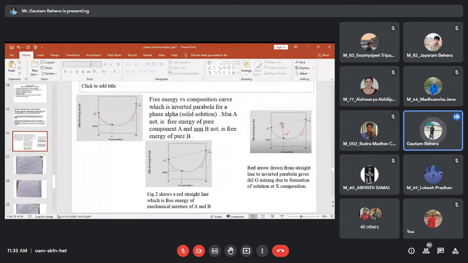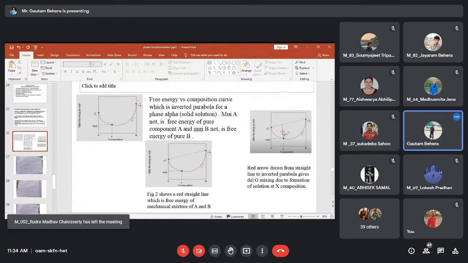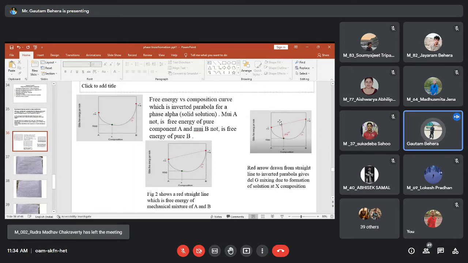Because this point will show you the free energy per mole at x composition of a mechanical mixture, and this point will show you the free energy per mole value for the solid solution. So this gap is nothing but the change in free energy, delta G mix. So this is the delta G mix due to formation of the solid solution.